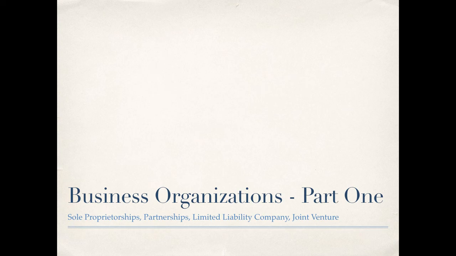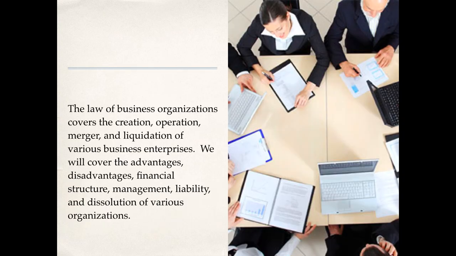This is part one of a two-part series. In the first part, we're going to talk about some simpler business structures. The whole second part of the series is going to deal with corporations, which is much more complex. There's a lot more information. But for this particular slideshow, we're going to look at sole proprietorships, partnerships, limited liability companies, and joint ventures. All right, so let's get started.